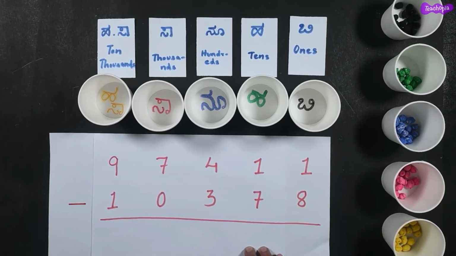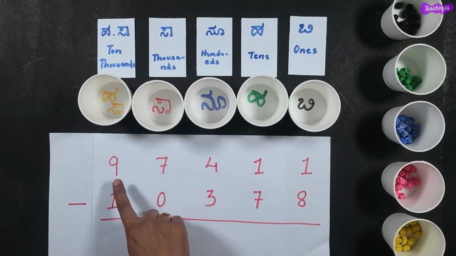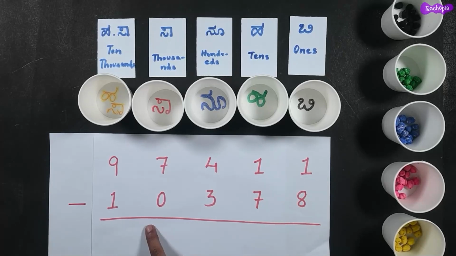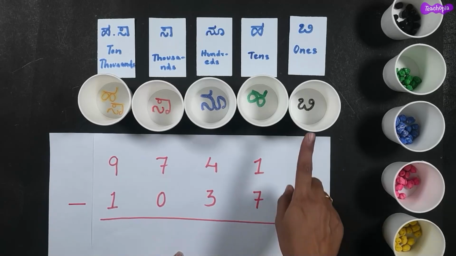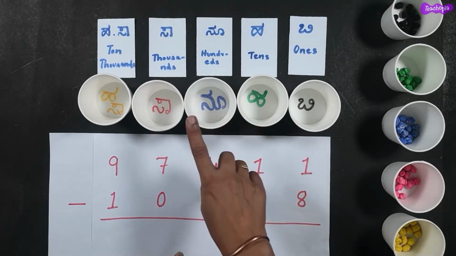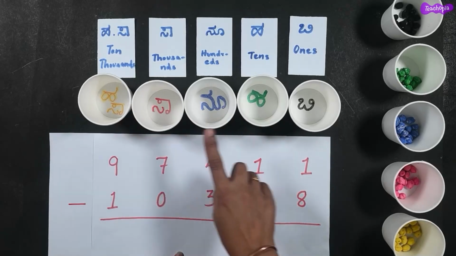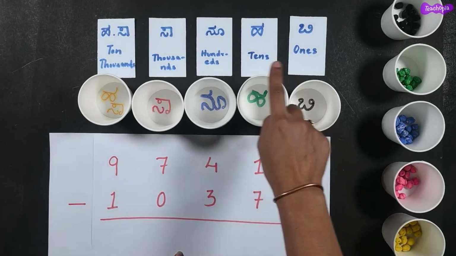The two numbers taken for subtraction are 97,411 and 10,378. Here we have to subtract 10,378 from 97,411. The cups here are marked as units, tens, hundreds, thousands and 10,000s. We can write the place value represented by each cup at the top.